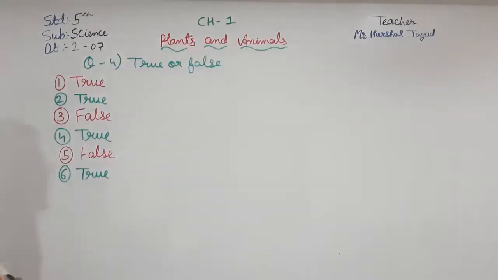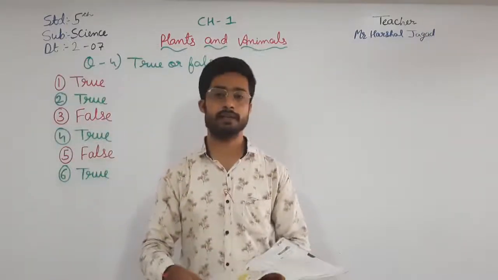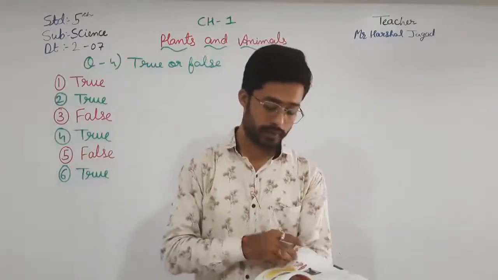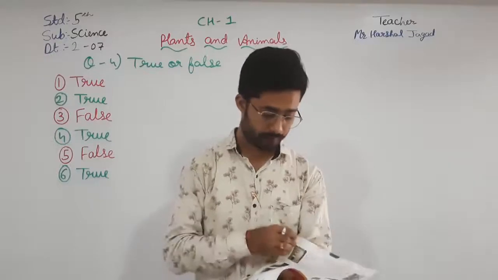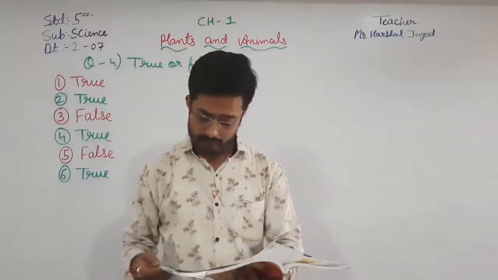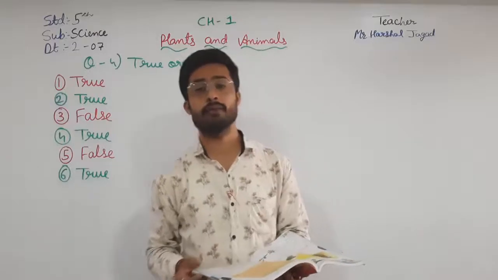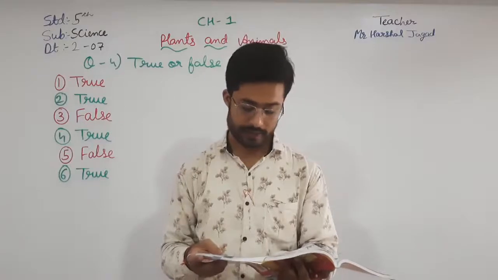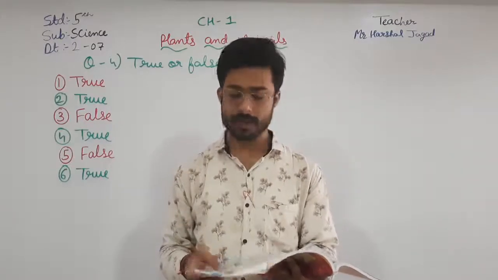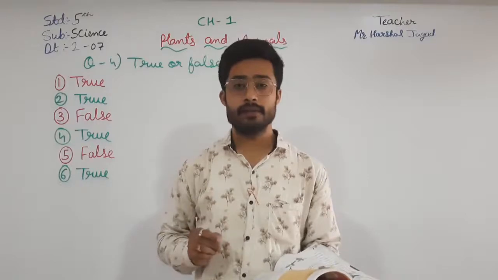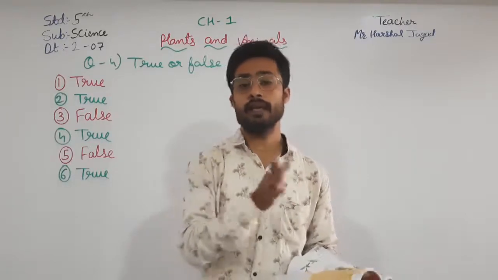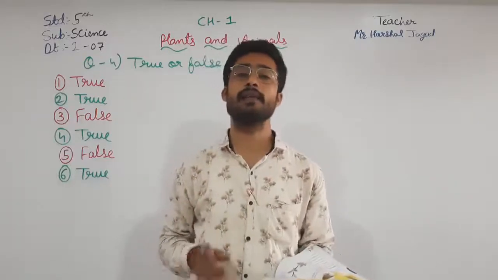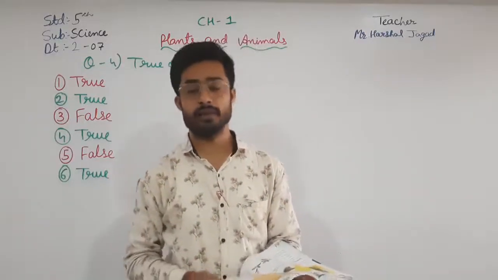Okay students, now moving towards the question answers. So the first question is, what are amphibians? Here you take your page number 145. In the last paragraph, you can see, animals such as frogs that live both on land and in water are called amphibians. So amphibians means the animals which live on land as well as in water.